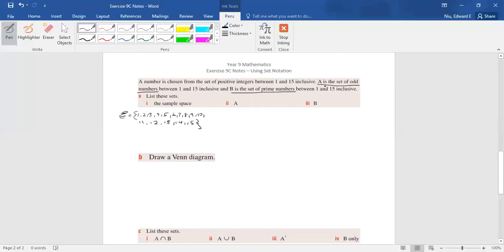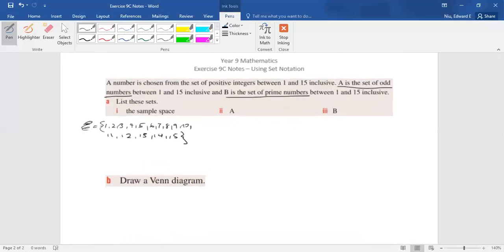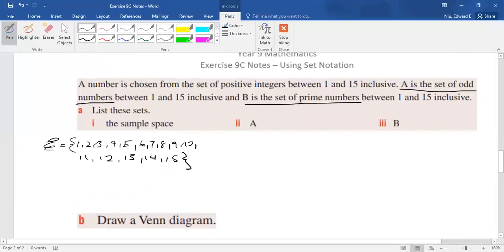Set A is all the odd numbers. So what we do here is we say, maybe if I zoom in, I can squeeze everything in. All right, so set A here, we have our squiggly set bracket. Odd numbers, so 1, 3, 5, 7, 9, 11, 13, and 15. Remember, it says inclusive. And then we shut the brackets off.